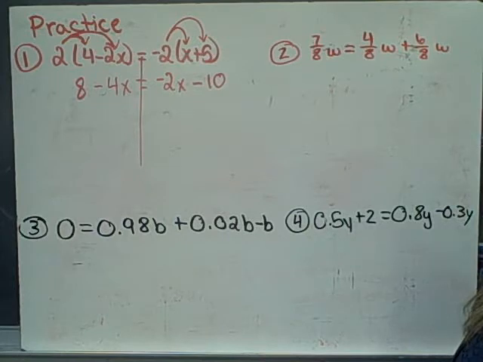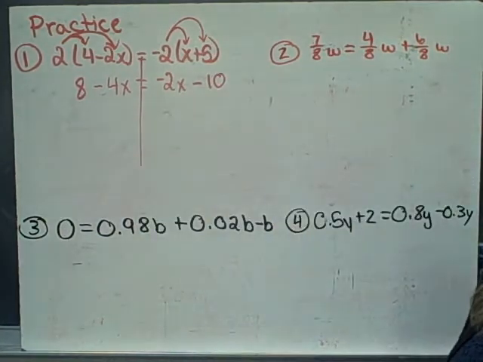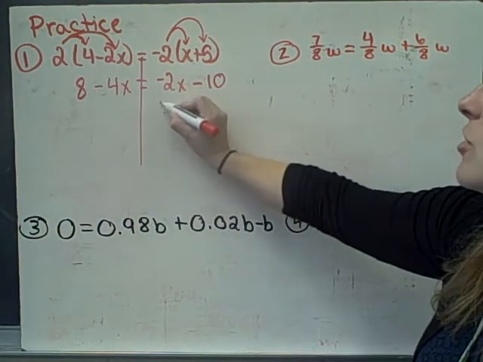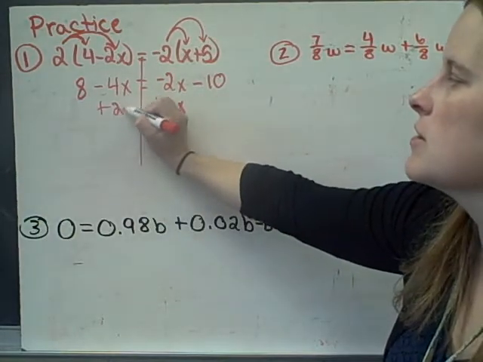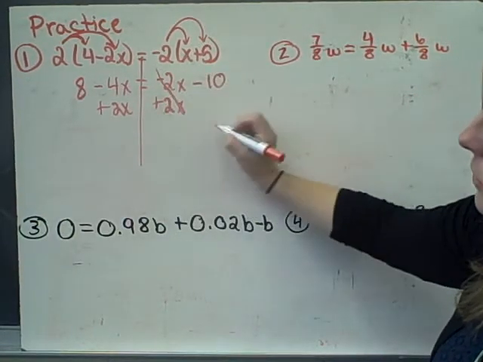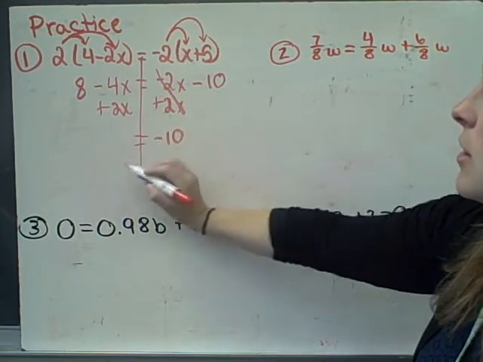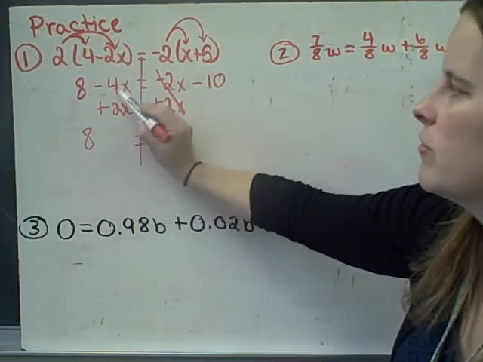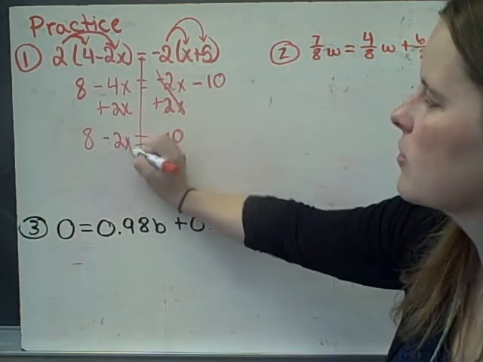Okay. I have to get my variables on one side and my numbers on the other. I'm going to choose to take these variables and put them over here. So the opposite of a minus 2 is a plus 2x. I'm going to do that to both sides. These are gone. I'm left with a negative 10 on this side. And we have 8. Negative 4x plus 2 is just minus 2x.